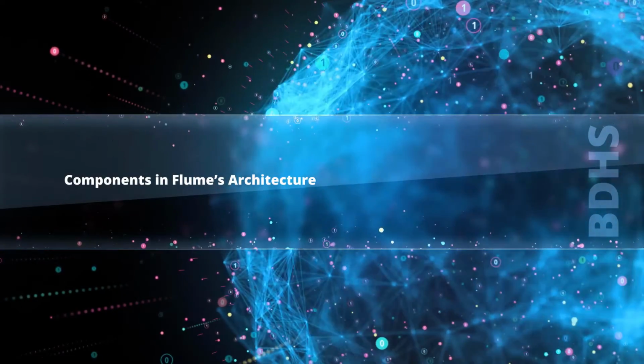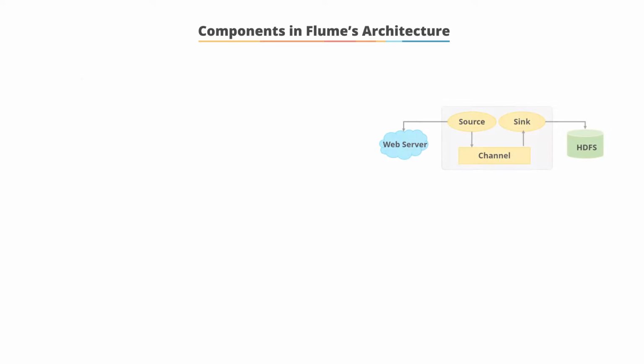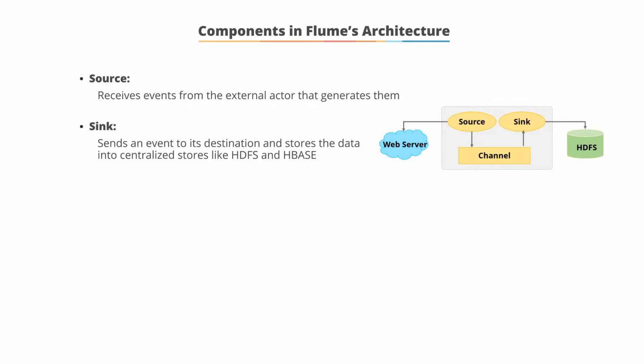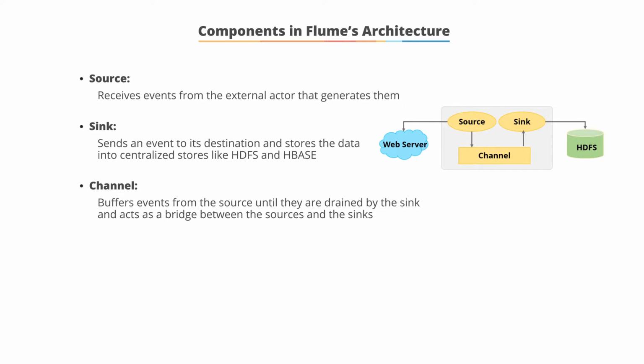components in Flume's architecture. We'll start with the source, which receives events from any external actor that generates them. The sink sends an event to its destination and stores the data into centralized stores such as HDFS, HBase, and many others. The channel is important in that it will buffer events from the source until they can be drained by the sink, and therefore acts as a bridge between the source and the sink. And the agent is a Java process that configures and hosts the source, the channel, and the sink. We'll learn more about each of these components later on.